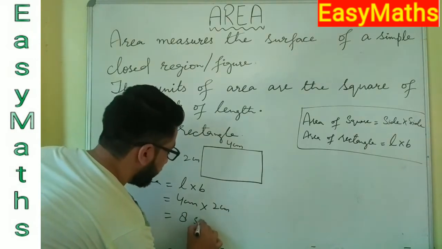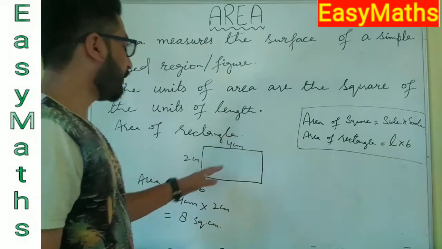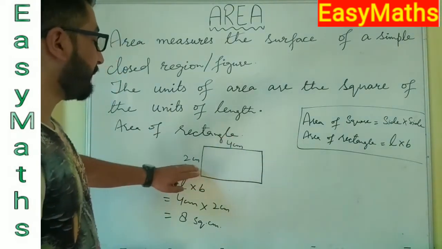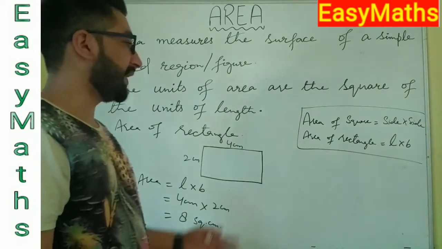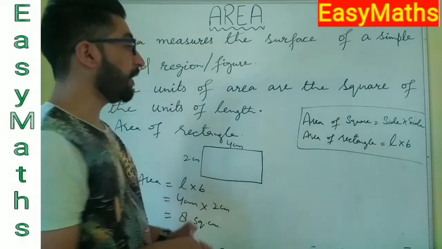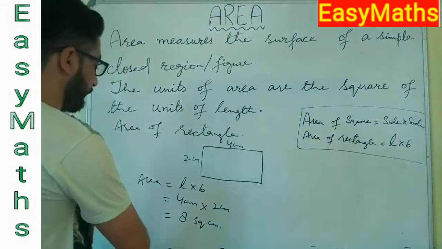Centimeter multiplied by centimeter is square centimeter. So students, we have found the area of this rectangle now. That is length multiplied by breadth, that is 8 square centimeter. So we have got the formula. Now how to find the area of a rectangle using the second method?